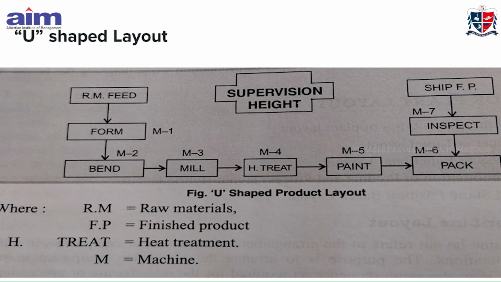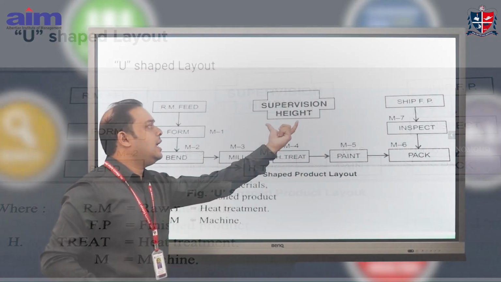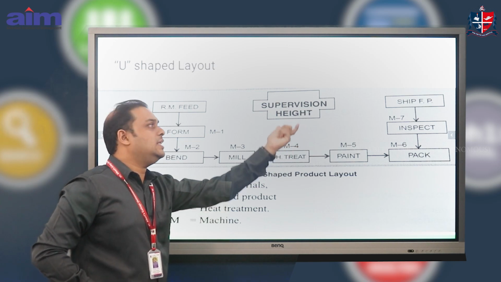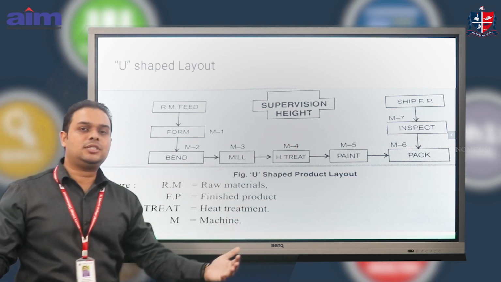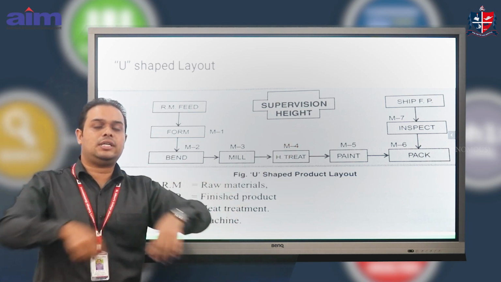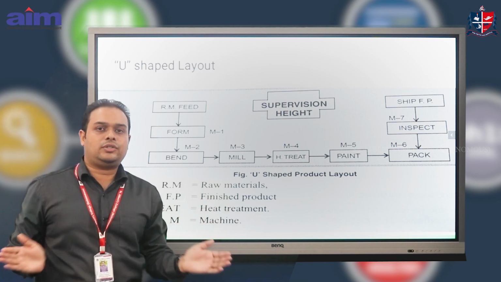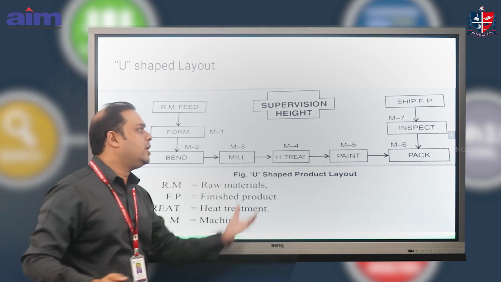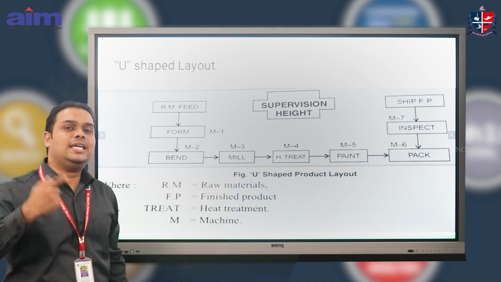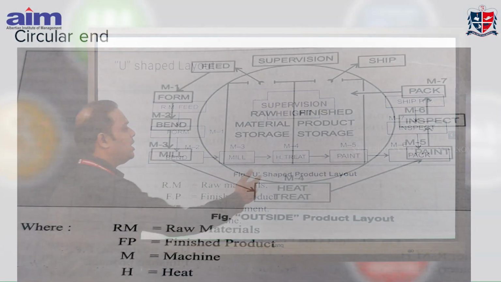Then you have a U-shaped layout. U-shaped layout means the machines are arranged in a U shape. As you can see, it is U-shaped here, and you will have somebody at a height to supervise. So it is easy to supervise, because if you have limited space, rather than keeping it a single or straight line, you can put a curve to it and it will be a U-shape, and it will also help in easy inspection. So that is your U-shaped layout.